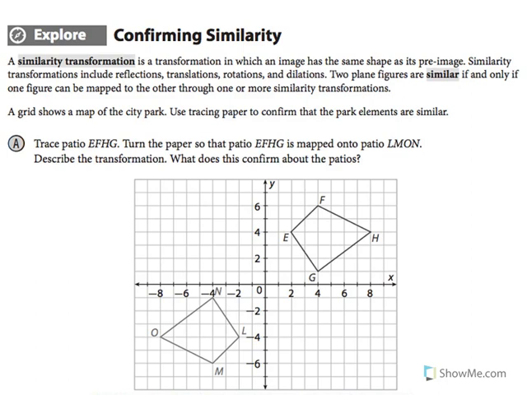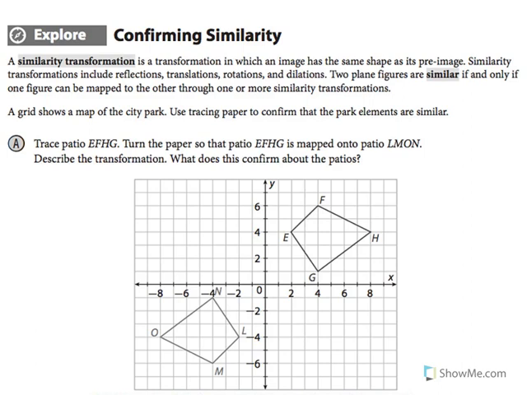Confirming similarity. A similarity transformation is a transformation in which an image has the same shape as its pre-image. Similarity transformations include reflection, translation, rotations, and dilation. Two plane figures are similar if and only if one figure can be mapped to the other through one or more similarity transformations. A grid showing a map of the city park.